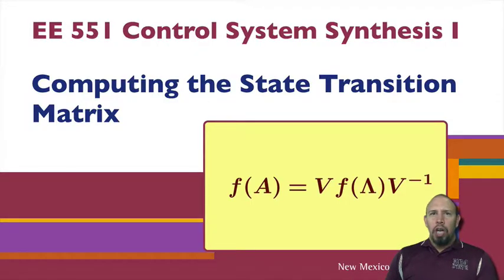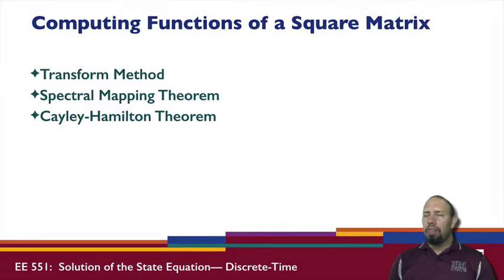How in general do we compute the state transition matrix? This is an important question because this will affect a number of things that we'll be looking at in terms of the solution of our systems. There are three different methods for computing functions of a square matrix: the transform method, the spectral mapping theorem, and the Cayley-Hamilton theorem. We'll look briefly at each of these.